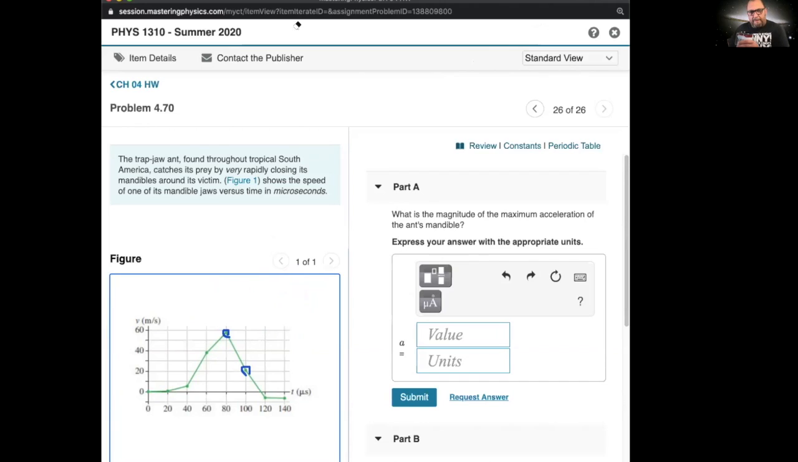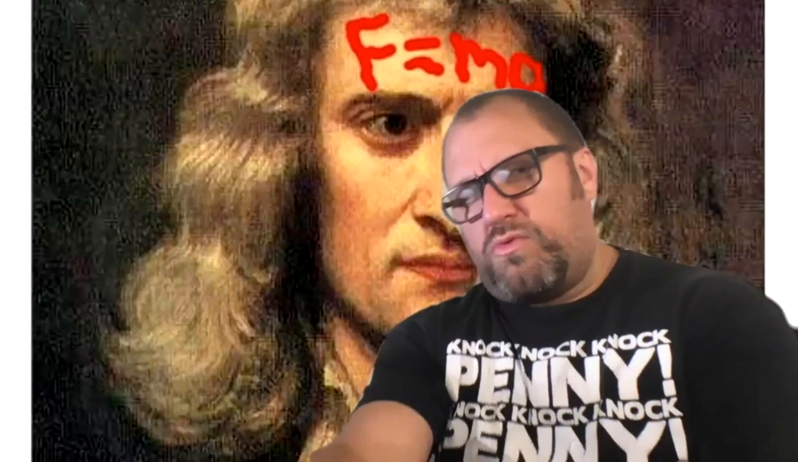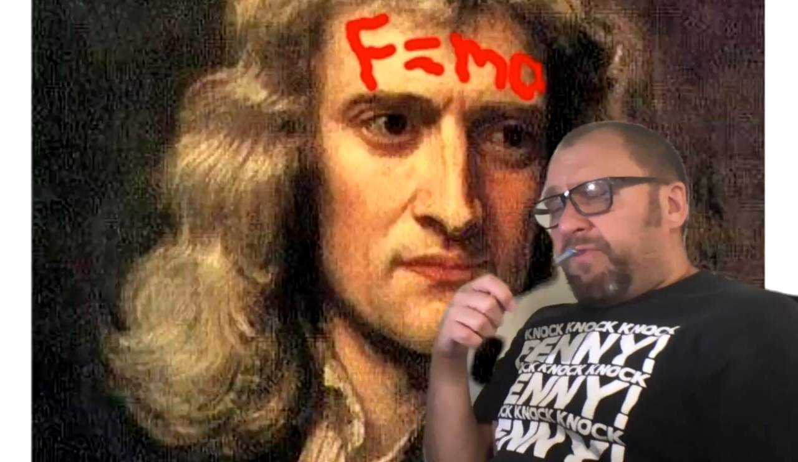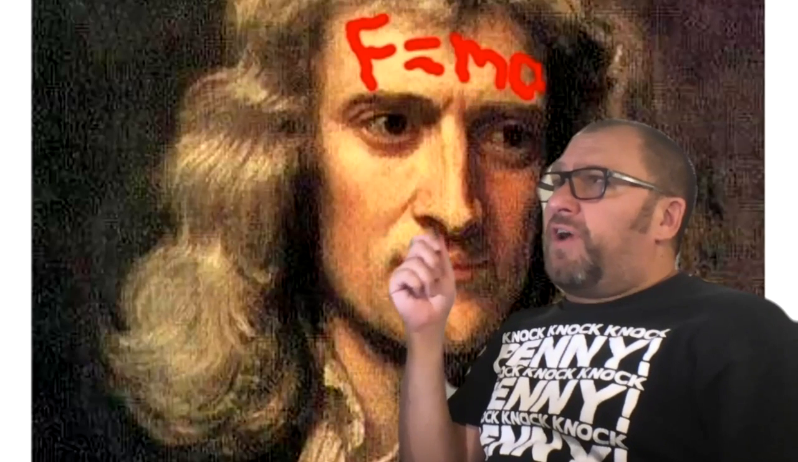Let's move on. Last part of the night, part B. Make it a good one. The mass of the trapjaw ant's mandible has been estimated to be 1.5 times 10 to the minus 7 kilograms. Estimate the maximum force exerted by one mandible. How could we do this one? How would we solve this problem? What equation? What would Sir Isaac Newton do?